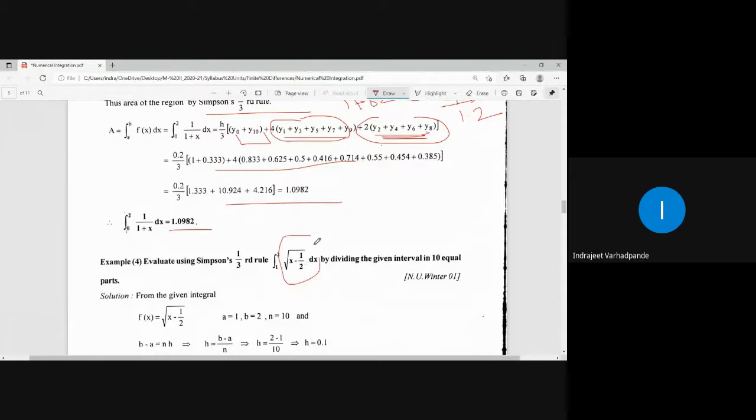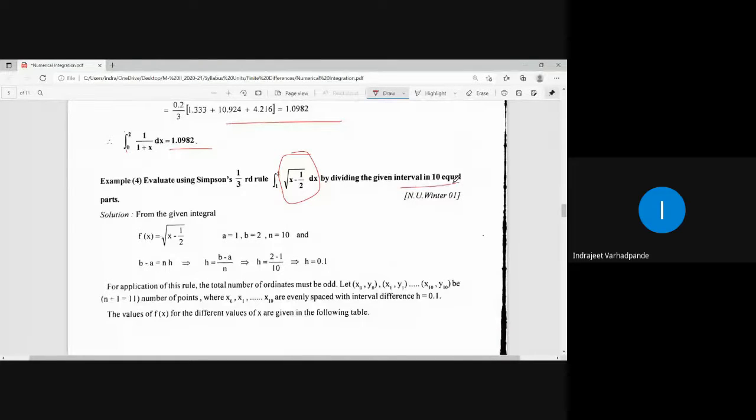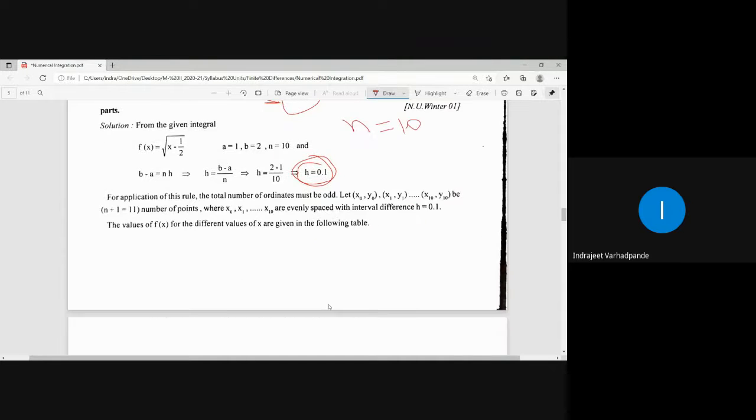Here, what is your function? Under root of x minus 1 by 2. So what is the equal interval? How much have they said? 10. Again here the value of n is 10. Lower value a is 1, upper value b is 2. So the interval of differencing, with the formula b minus a is equal to nh, h is equal to 0.1.